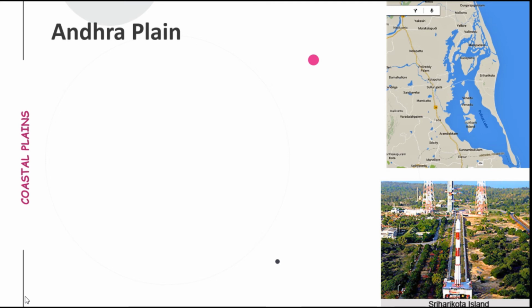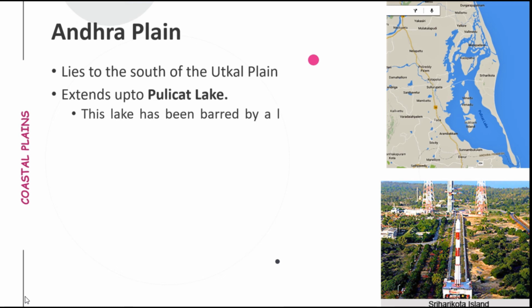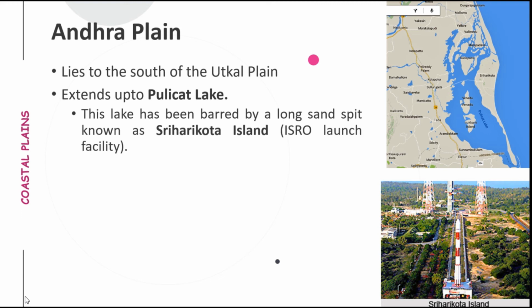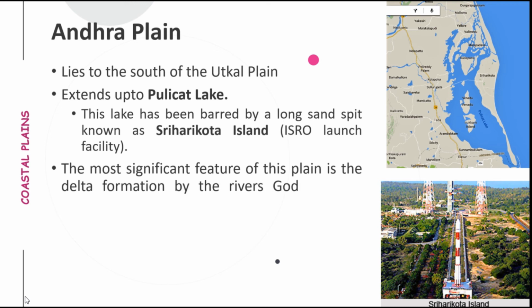Next classification is the Andhra Plain. It lies to the south of the Utkal Plain and it extends up to the Pulikat Lake. This lake has been barred by a long sand spit known as the Sriharikota Island. The most significant feature of this plain is the delta formation by the rivers Godavari and Krishna. In fact, these two deltas have merged with each other and formed a single physiographic unit. The combined delta has advanced by about 35 km towards the sea during recent years.